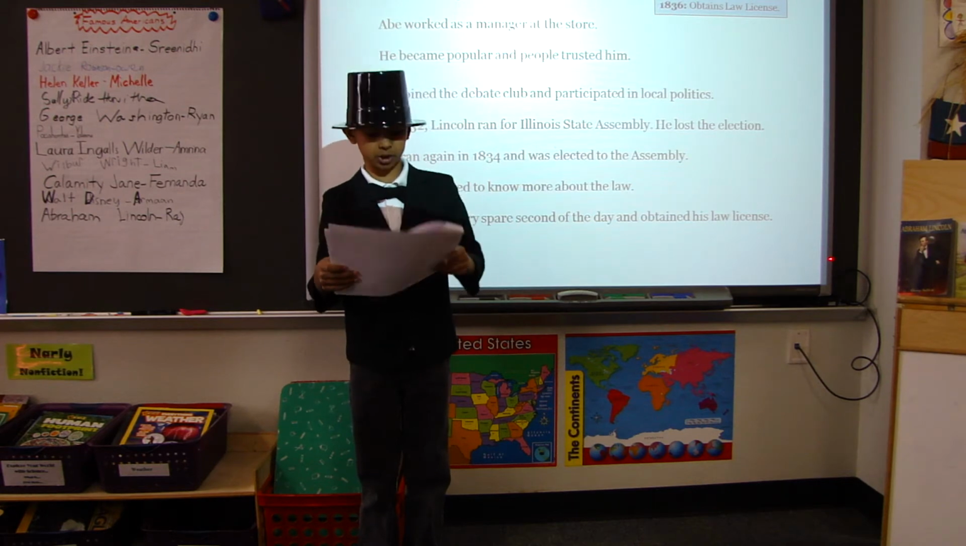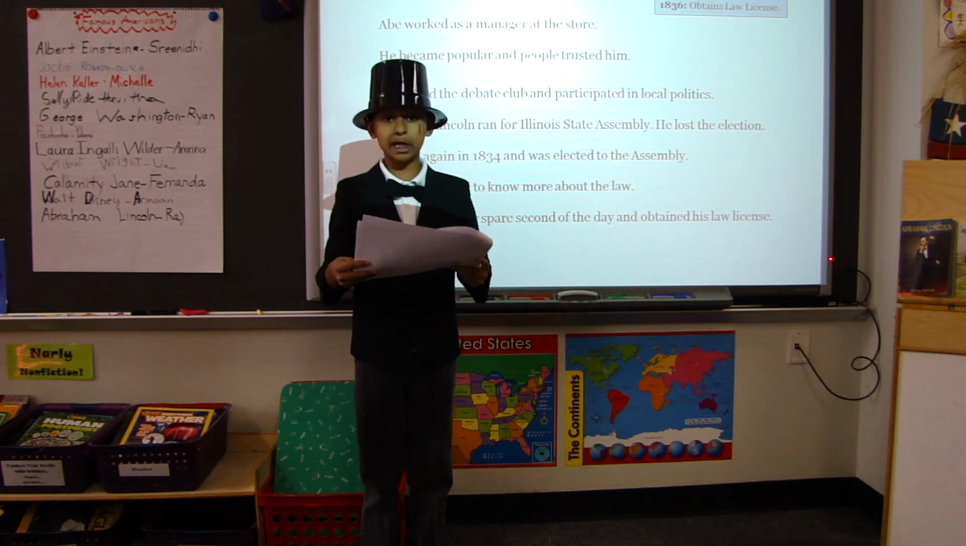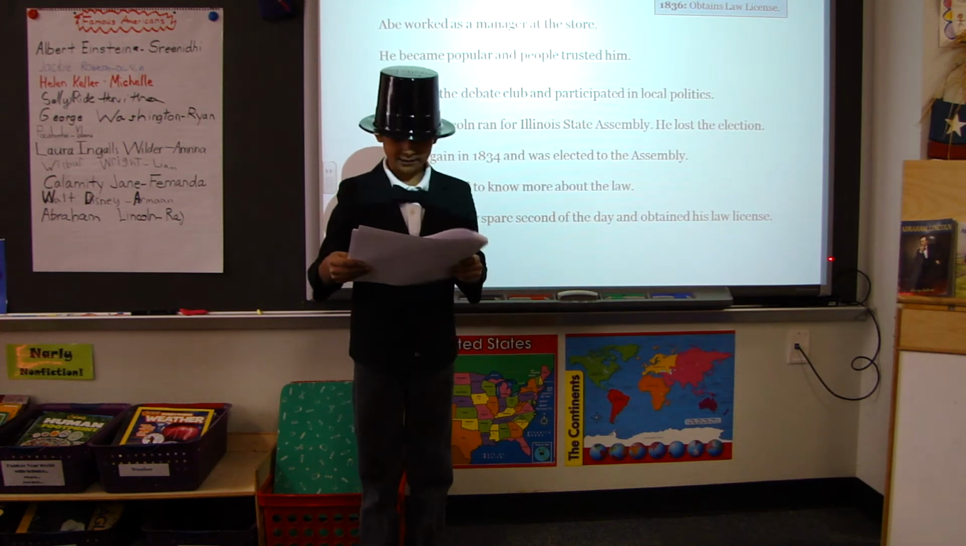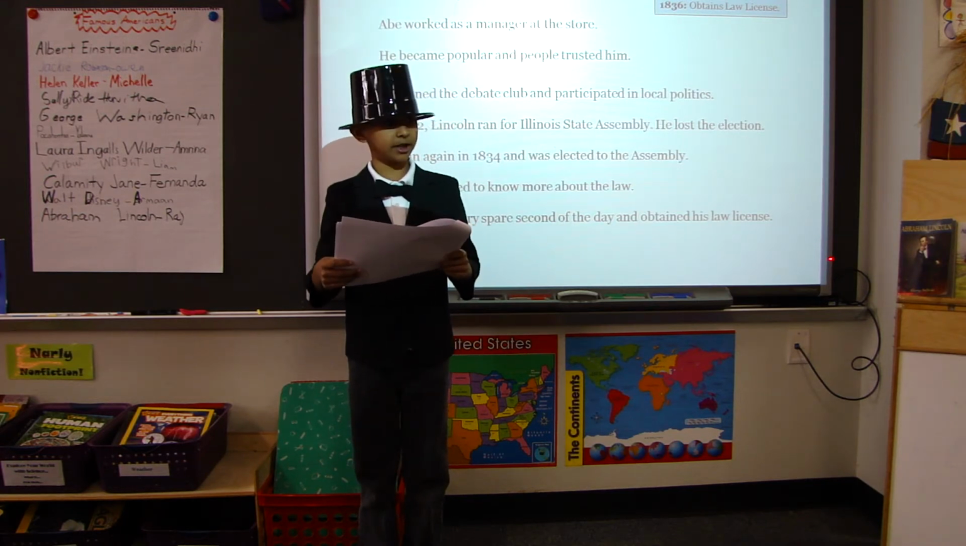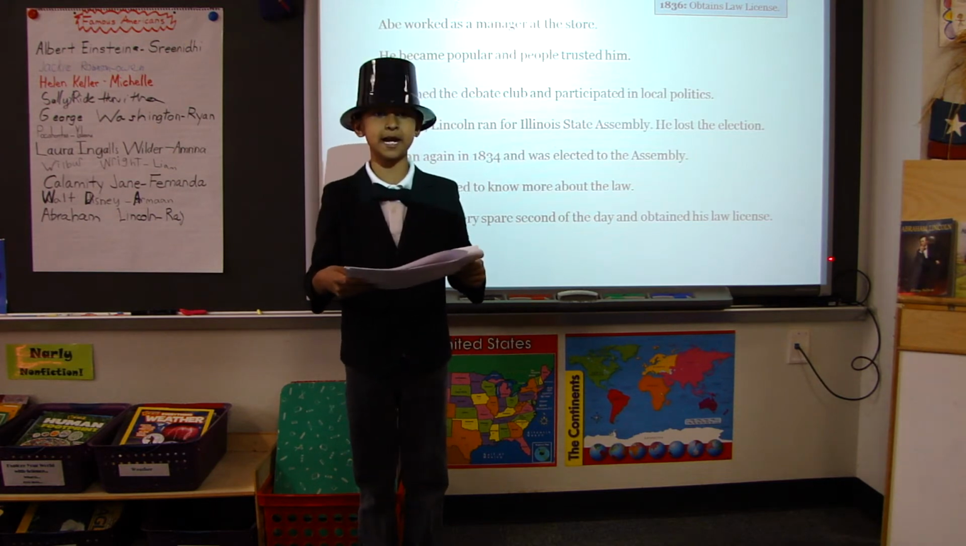In 1832, Lincoln ran for Illinois State Assembly. He lost the election. He ran again in 1834 and was elected to the Assembly. Lincoln wanted to know more about law. He studied every spare second of the day and obtained his law license.